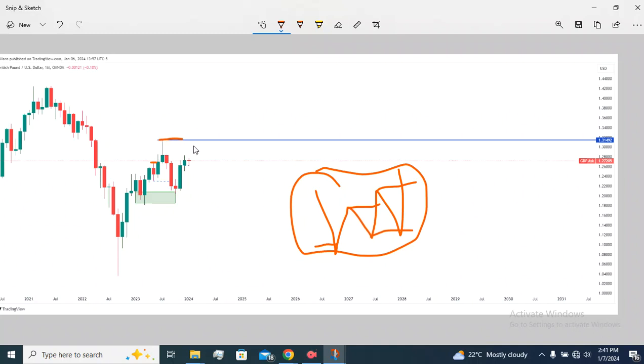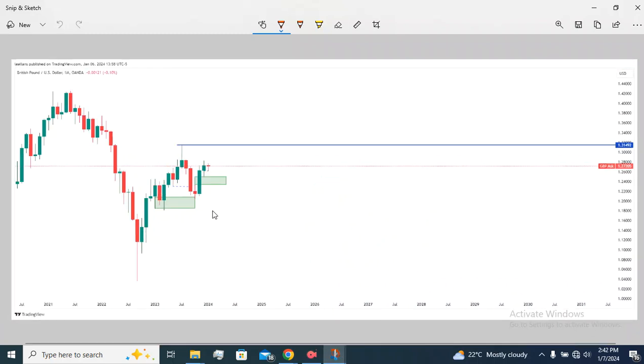Another confluence that can give us confidence that this high can be taken is the formation of this FVG right here, this monthly FVG. Let me show you in the next picture. Right here, you can see this one. There was a monthly FVG here that has just been formed.